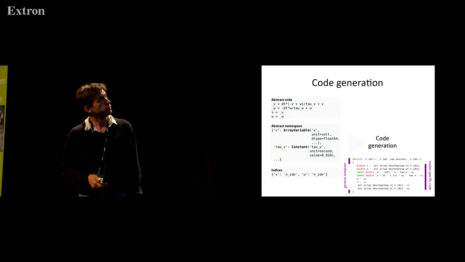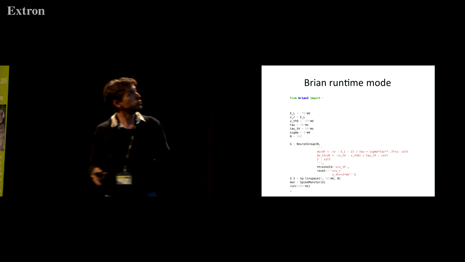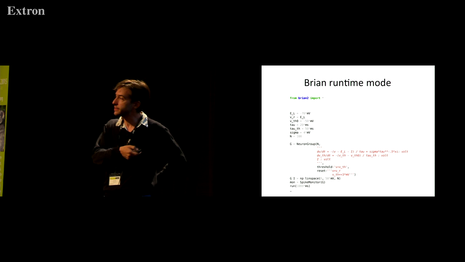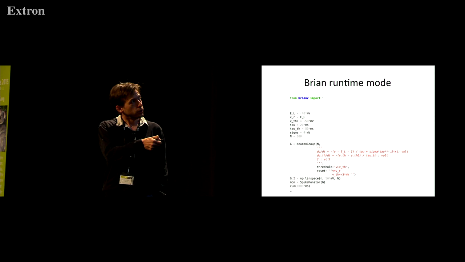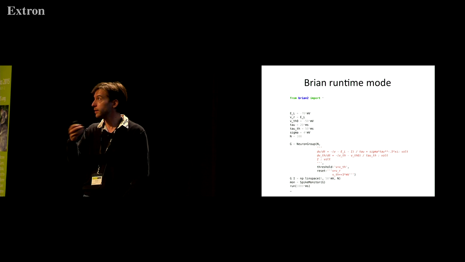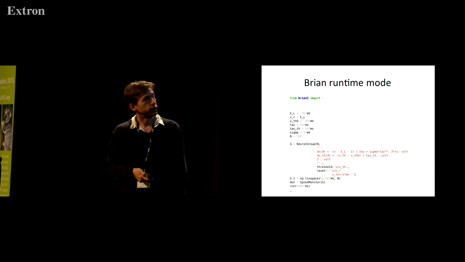So there were two modes of running in Brian 2. One we call the runtime mode. In runtime mode, the script is still partly interpreted. That is, for each object, the model that corresponds to each object is turned into code, and when the run statement is executed, it runs the code for each object in turn. So it's partly interpreted for the loop and partly code generated.